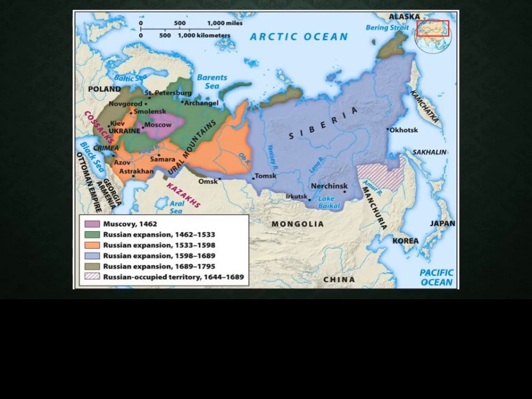Especially, you can see into the Ukraine. Here's the Black Sea. The rest of Europe is over here. And all the way into Siberia. And eventually, by 1800, they had conquered this huge, massive amount of land. And even here, this was Russian-occupied territory, even though it wasn't necessarily considered part of the Russian Empire, but definitely occupied by the Russians.